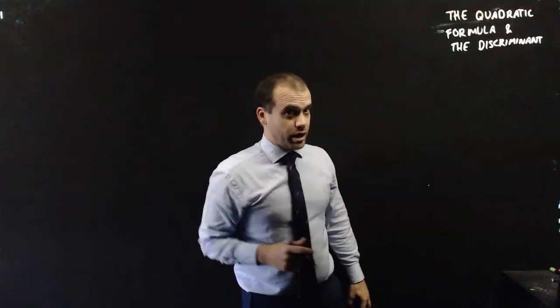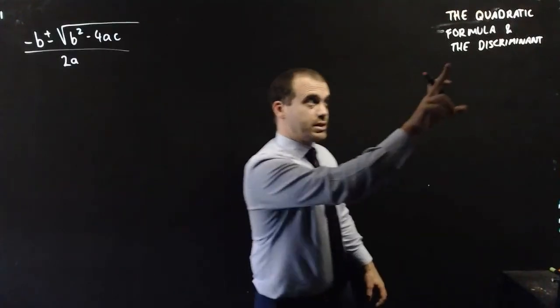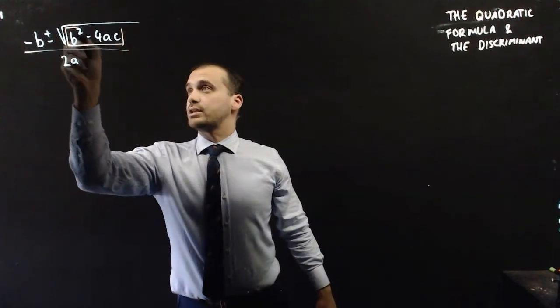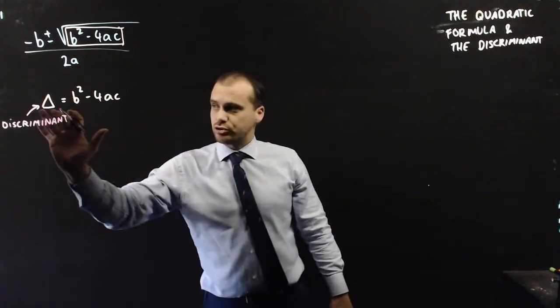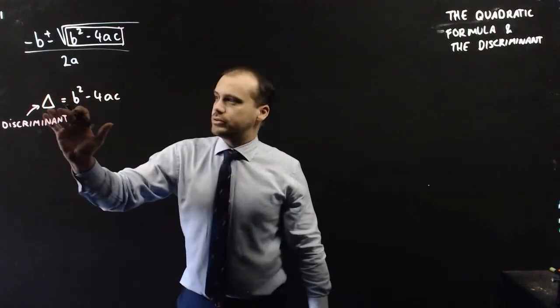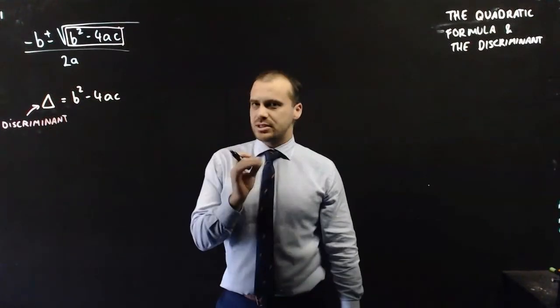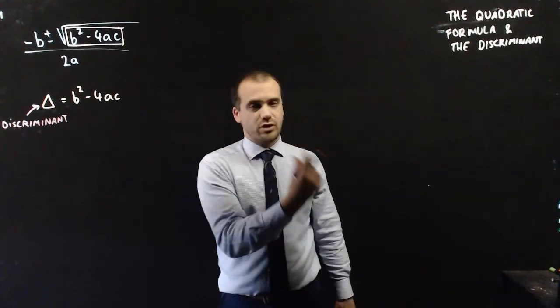So you already know what the quadratic formula is. And the thing we're talking about today is the discriminant. Now the discriminant is this part right here. So we're going to use a little triangle for discriminant. Discriminant equals b squared minus 4ac. And this is really cool because it tells you how many solutions your quadratic equation has.